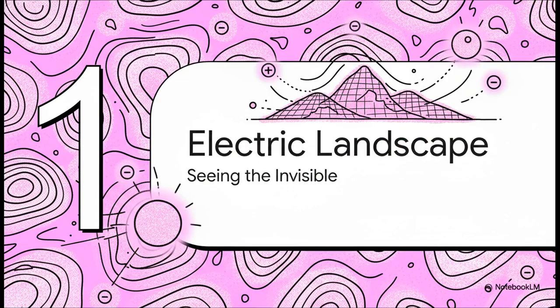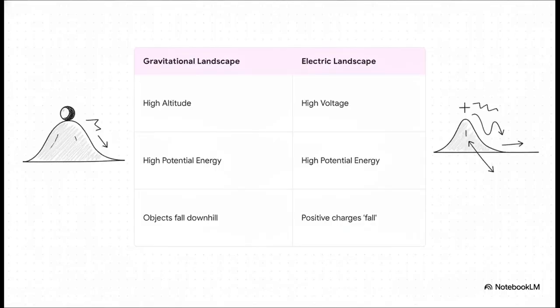Okay, so to get a handle on this, let's use a really cool analogy. I want you to imagine the space all around any electric charge as a kind of landscape with its own hills, valleys, and slopes. The best way to think about it is to connect it to something we already get: gravity. You know how if you put a ball at the top of a hill, it has high potential energy? And what does it do? It naturally rolls downhill.